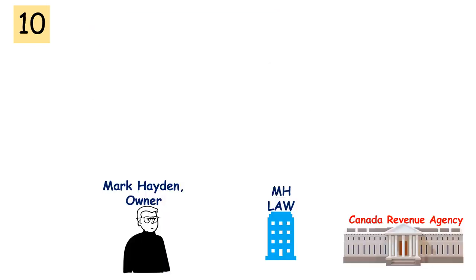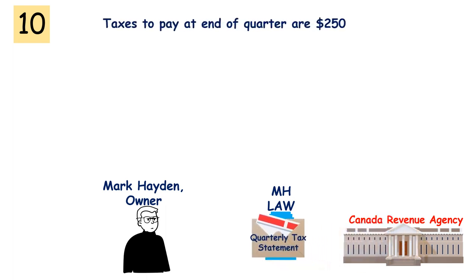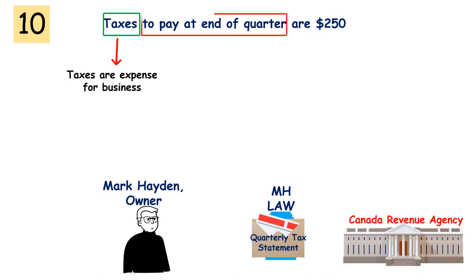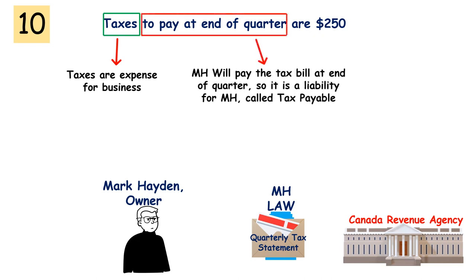Here's a Canada Revenue Agency example. So they send you a quarterly tax statement to MH Law, and the statement is put into words on the top. So taxes to pay at the end of the quarter are $250. Now let's look at the keywords. The keyword for me would be taxes. Now taxes are an expense for the business, so expenses involved, and we are going to pay it at the end of the quarter. We are not paying it now, so that makes it an account to pay.